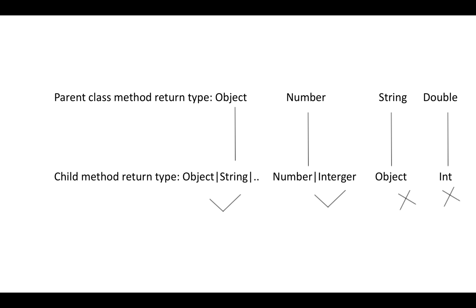You can see the modifiers. If the parent class method return type is Object, then in the child class we can use any return type because Object is the root class. If the parent class method return type is Number, then in the child we can use Number or Integer. If the parent is String and in the child class we use the Object return type, then it will throw a compile time error because we cannot convert from parent to child. And the covariant return type is not applicable for primitive data types. So if it is double and integer, it will throw a compile time error.